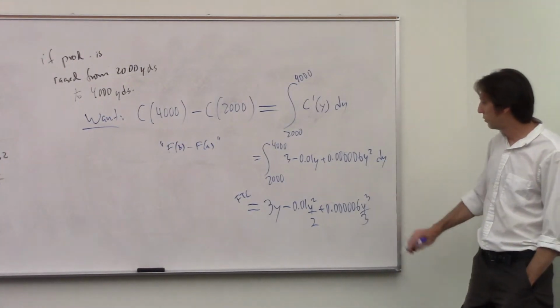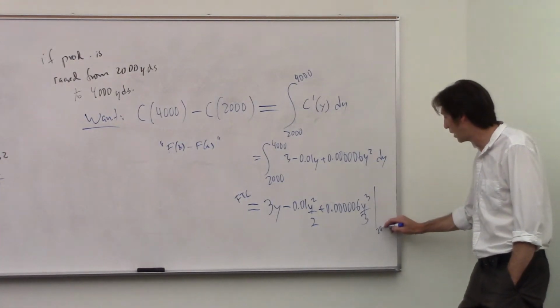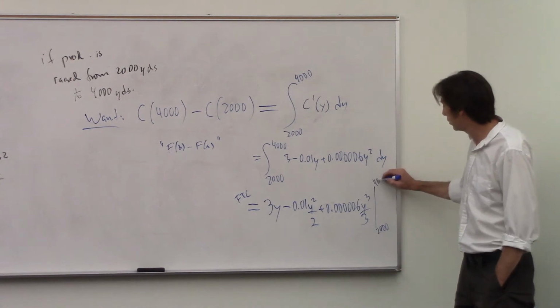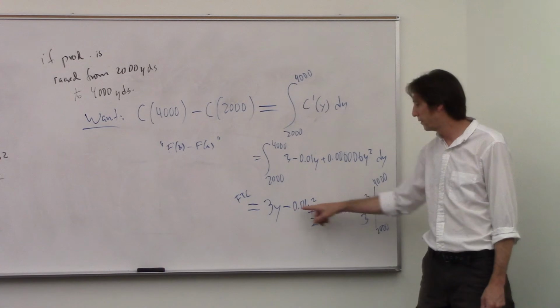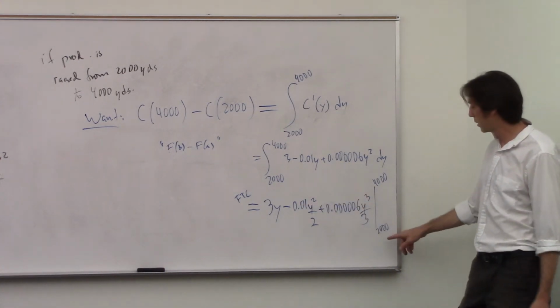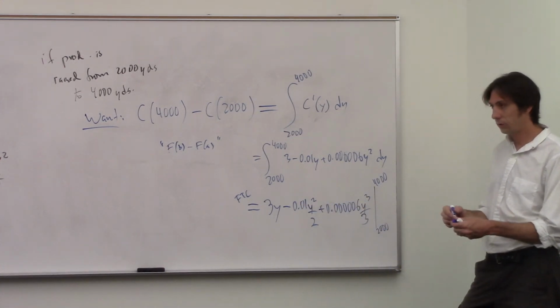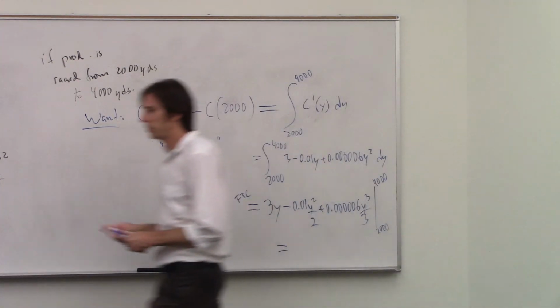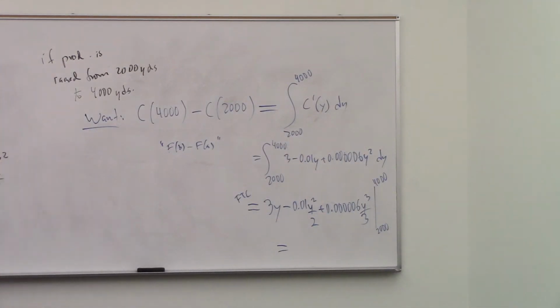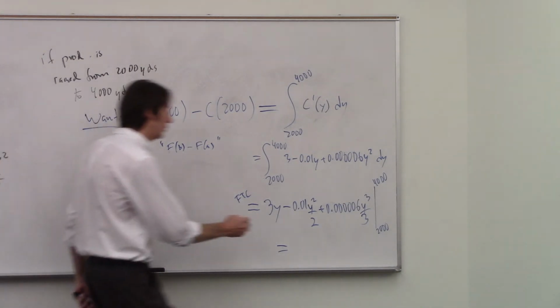Right, so here's my antiderivative. This gets evaluated from 2,000 to 4,000. Like we're used to, we have to plug 4,000 in for y first, and then subtract and plug in 2,000 for y. You can check that, and the answer that you should get is 58,000, I believe. Yes, $58,000.